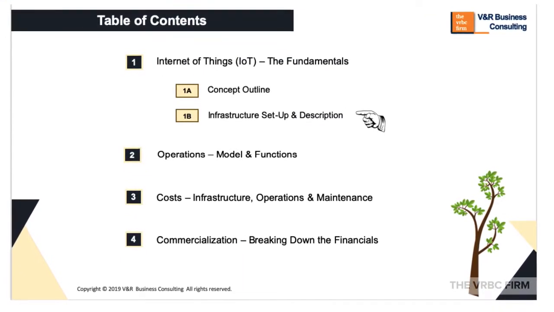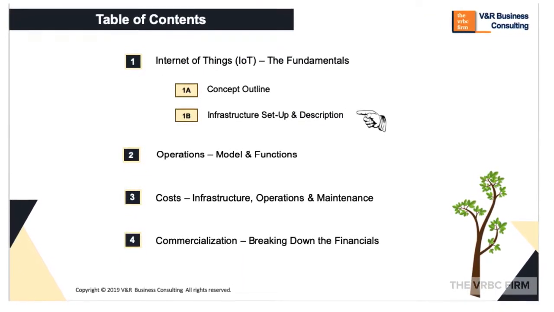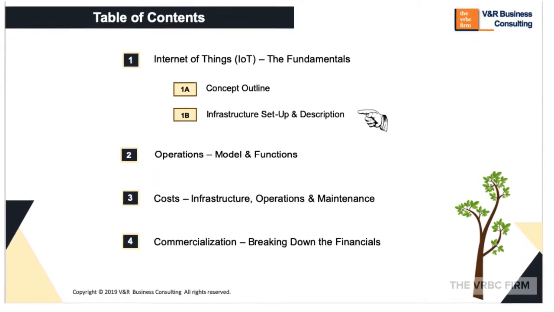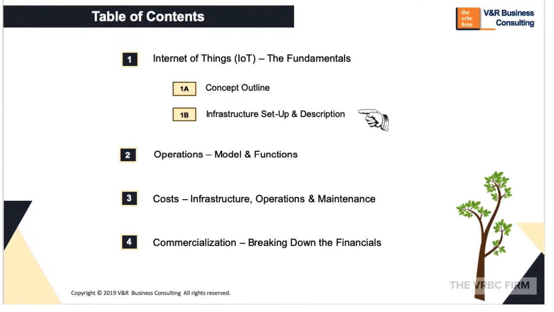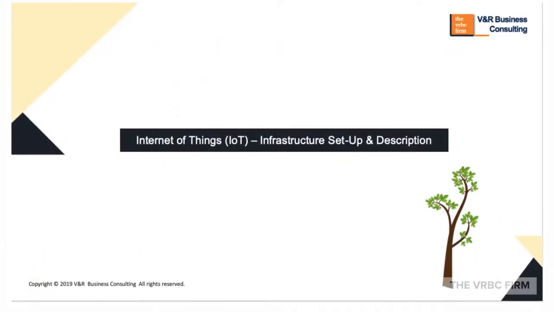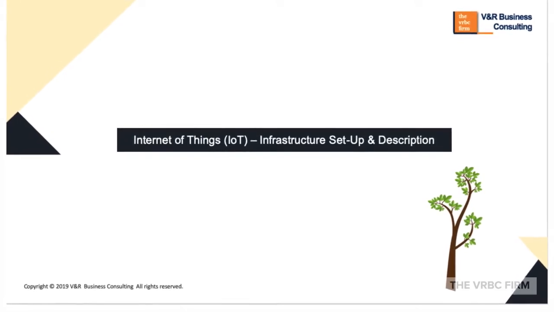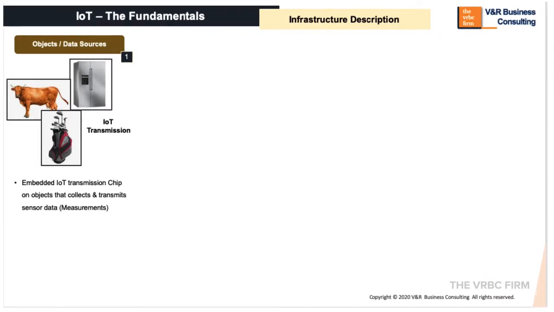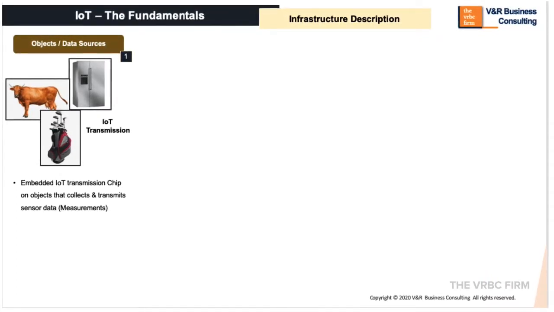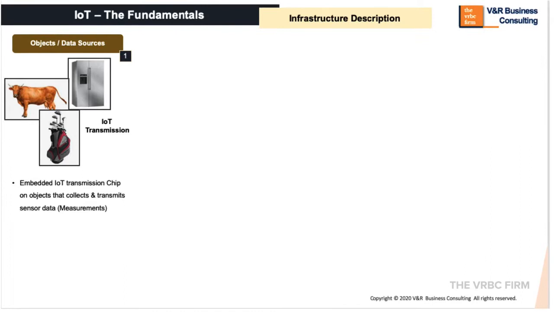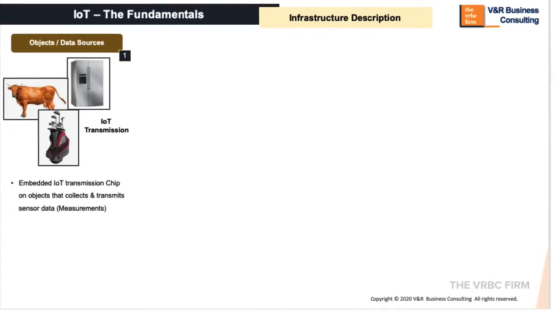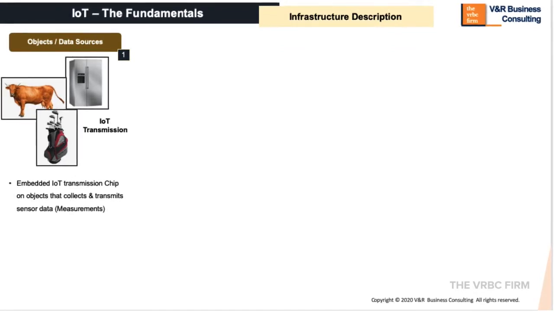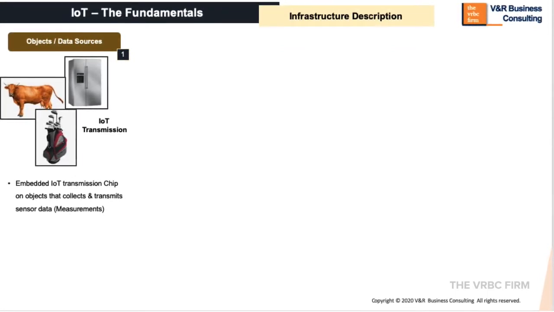Right, so we've described the concept in Chapter 1A. Now let's get into the nitty-gritties of the infrastructure. So we've talked about the type of objects and associated IoT application considerations for the different types of objects in terms of data collection and transmission. So we will start by describing the infrastructure setup from that point, as well as the associated data collection process.